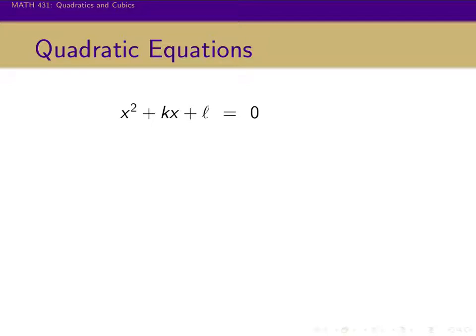And so here's our basic quadratic equation. Again, we're assuming that it's monic. And if you haven't seen how to get the quadratic formula, we're going to run through it right here. The idea is that we're going to set this up by completing the square. So first we move the L to the other side, and so we have x squared plus kx is equal to minus L. And then on the left side here, we're going to complete the square.